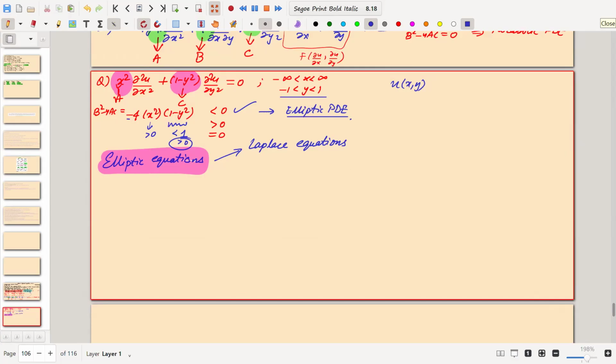What is dou u by dou x? What is the meaning of dou u by dou x? How u changes as x changes. But you are telling that x we can fix constant. Then how will u change? u will also be a constant. Then there is no meaning of PD.